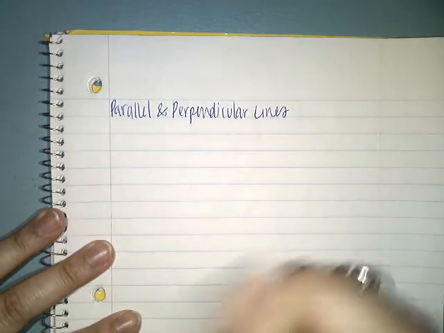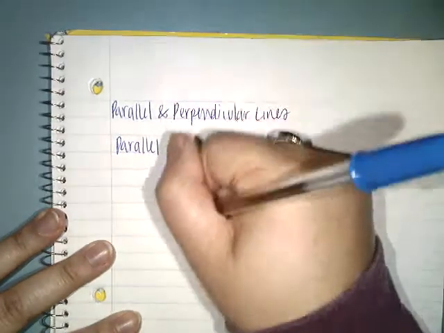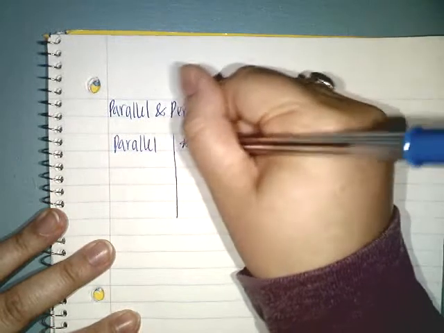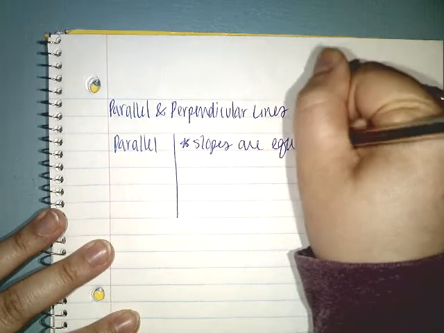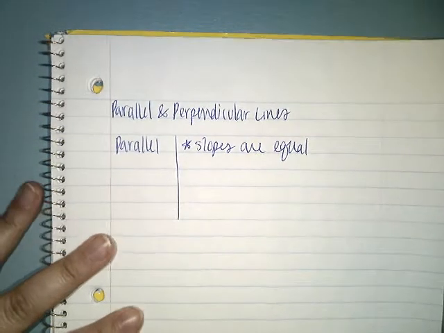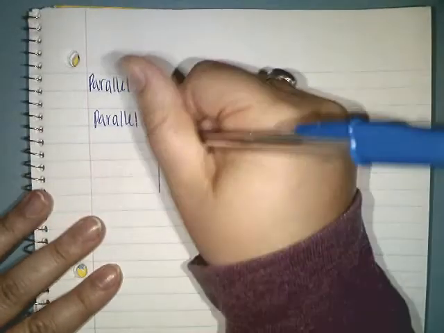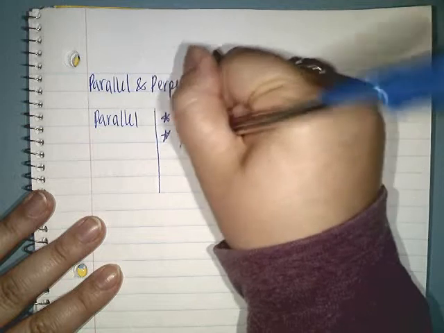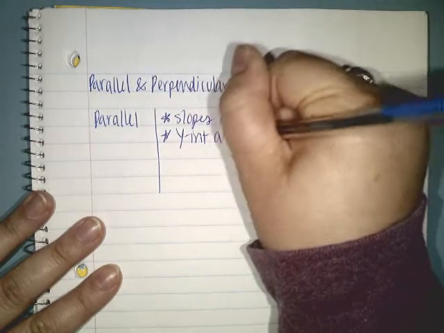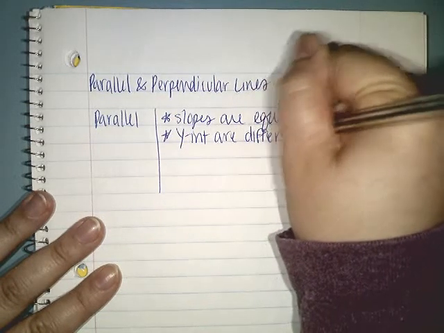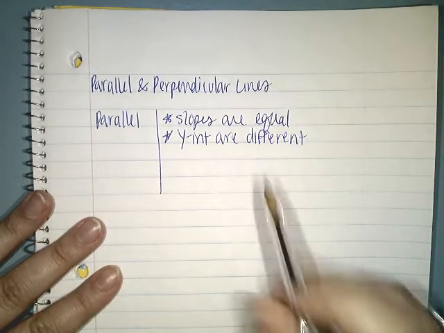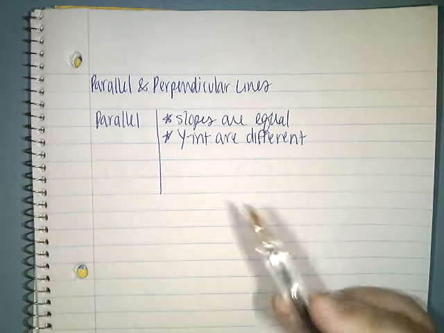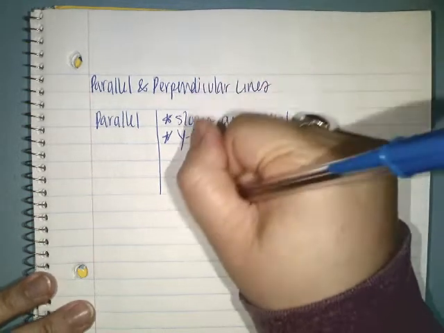So parallel and perpendicular lines, as I mentioned, I'm going to choose a little table here. Our slopes are equal. So they're exactly the same. Slopes are equal in parallel lines forever and always. But the y-intercepts have to be different. If they were the same slope and the same y-intercept, then you just have the same line. So they have to have different y-intercepts to be parallel, otherwise you end up with just the same exact line.